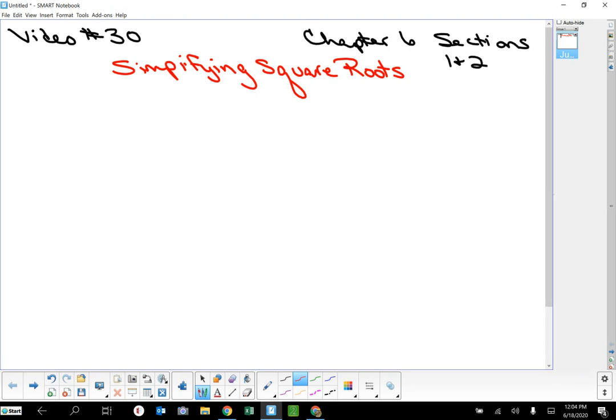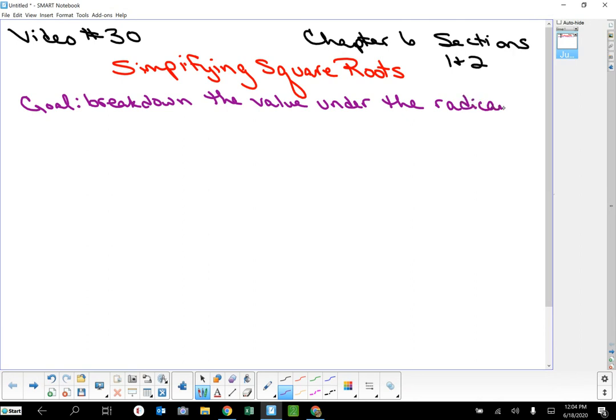Okay, and we covered a little bit of perfect squares and that kind of thing in our formula where we factored square roots. Here, your goal is to break down the value under the radical sign. That's called a radicand, by the way. Break down the value under the radicand to its lowest terms.